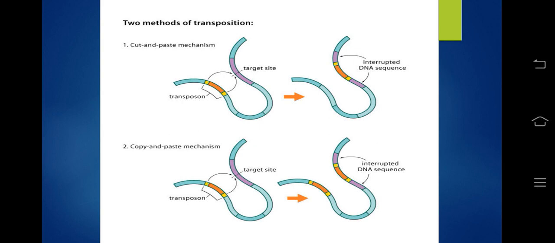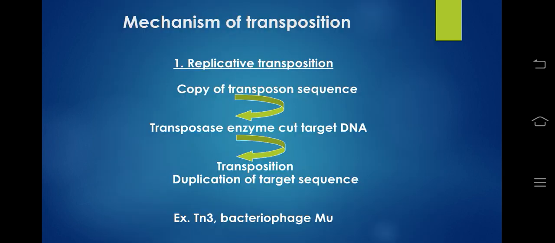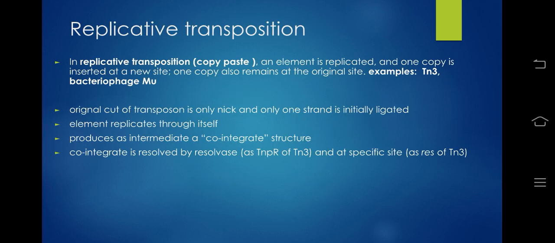Two methods of transposition: cut and paste mechanism, with transposon, target site, and interrupted DNA sequence. Copy and paste mechanism, with transposon, target site, and interrupted gene sequence. Mechanism of transposition, replicative transposition: a copy of the transposon sequence, transposase enzyme cuts target DNA, duplication of the target sequence, Tn3, bacteriophage Mu. Then replicative transposition.